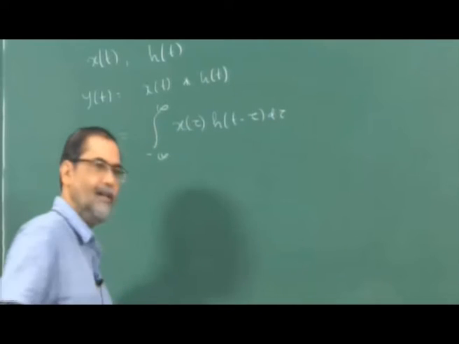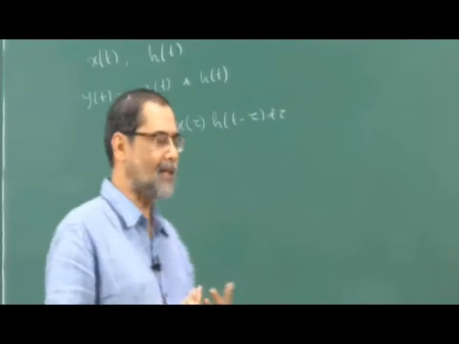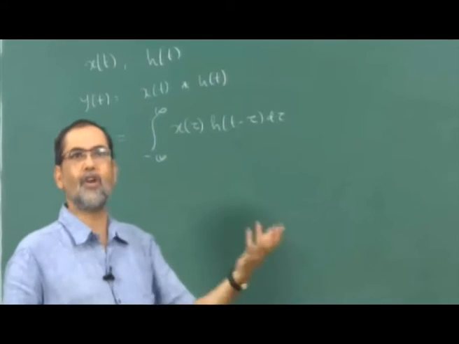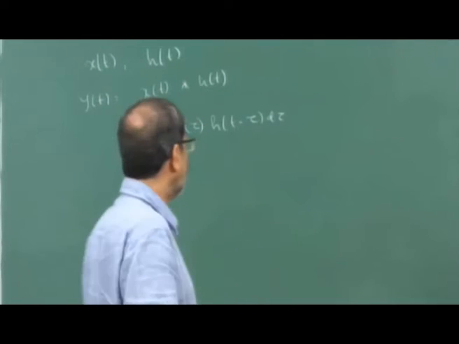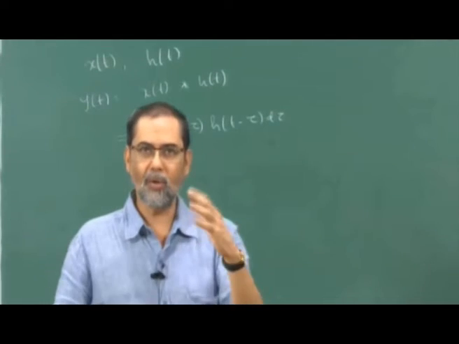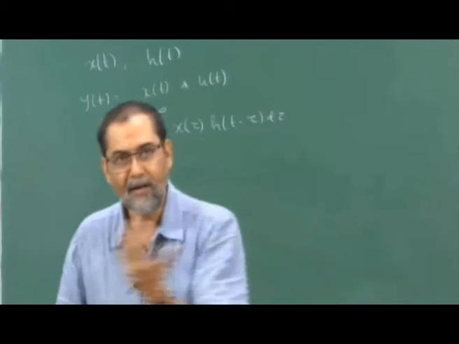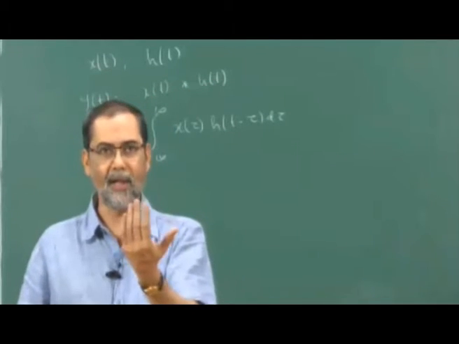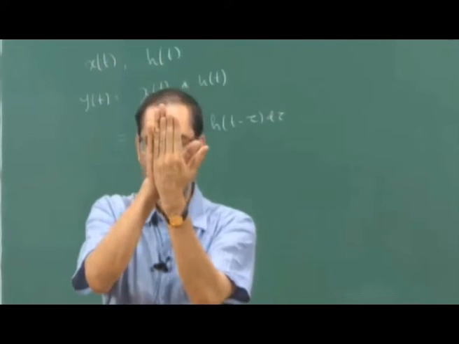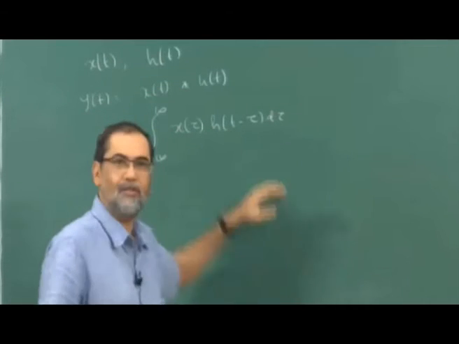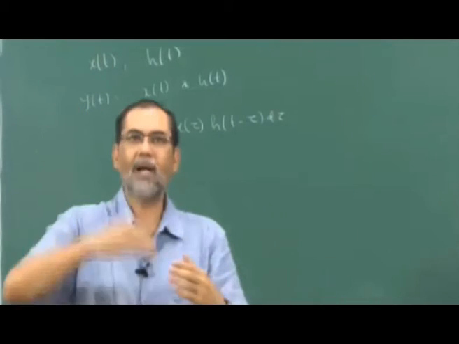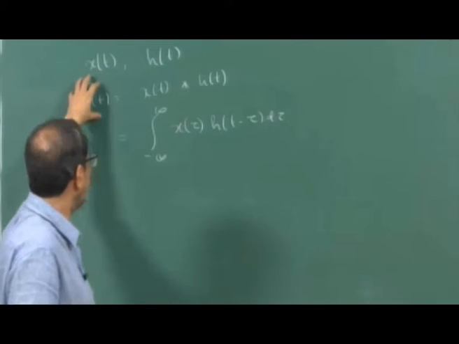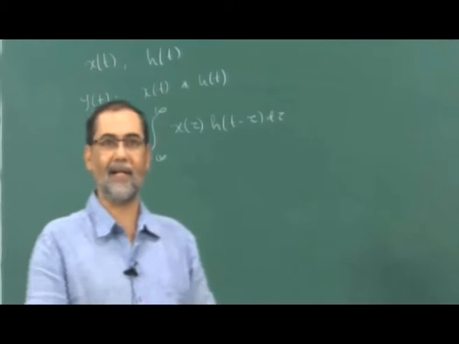Here the running variable is tau. I described this last time as taking h of t and representing it as h of tau, simply rewriting t as tau, and flipping it. By flipping I get h of minus tau, and move it to any particular t I am interested in. I move it to a particular t and find the overlapping areas between x and h for that t. For the overlapping areas, find the product; the area under the product, or integration, is the value of y at that particular point in time t.